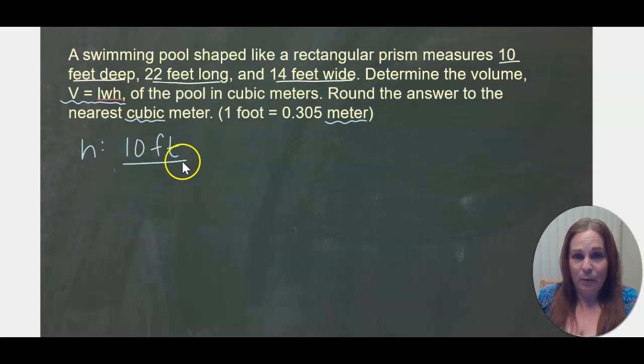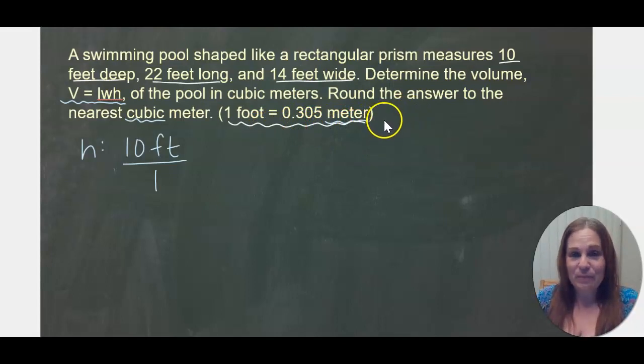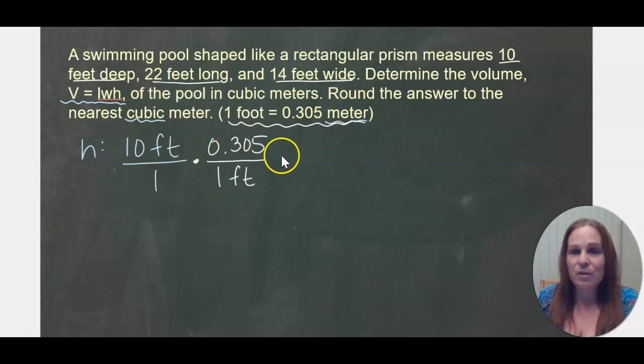I'm going to put that over 1. I'm going to use the conversion ratio: 1 foot equals 0.305 meters. So when deciding which one goes on top and which one goes on the bottom, I want feet to cancel. So I have feet on top, so feet has to go on the bottom, and 0.305 goes on top. And that's easy.